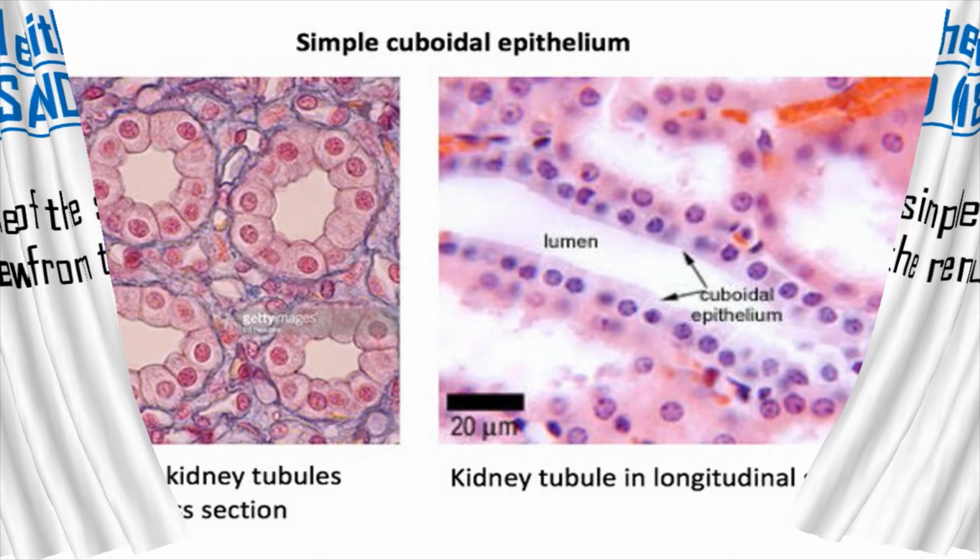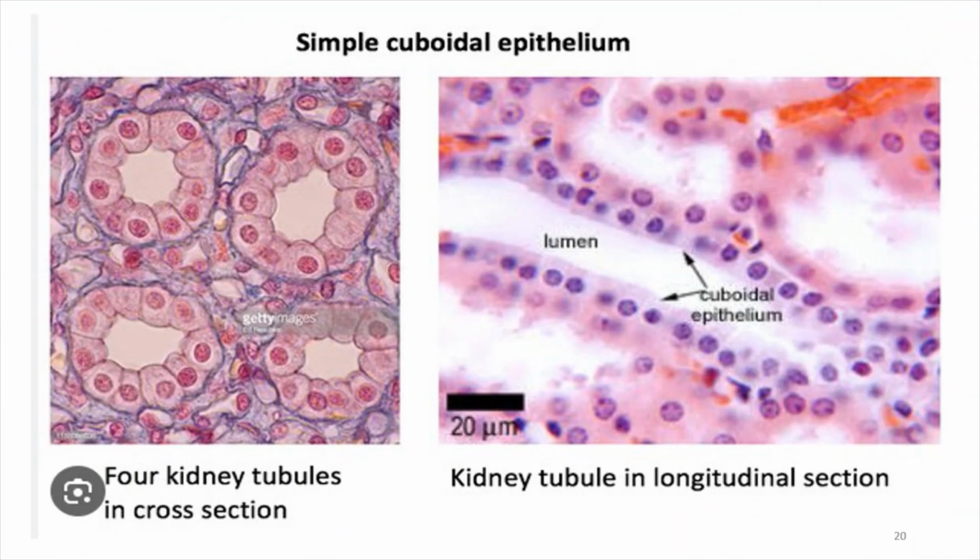The one on the left is the transverse view, so draw this. These are cuboidal cells. How do I know that these are cuboidal cells? Because the nucleus is central. So this is high power of the transverse view. Just draw two cells from here: this cell here and this cell here.